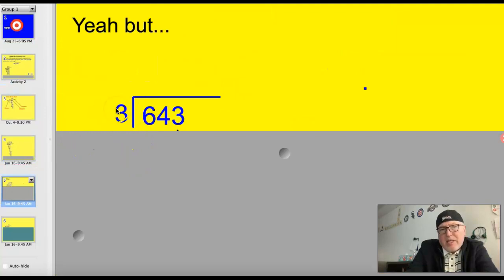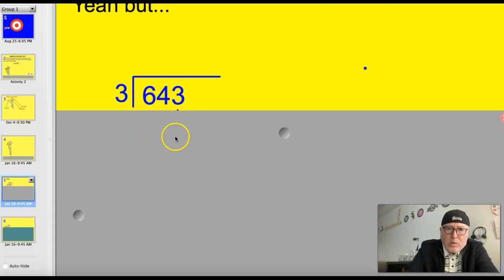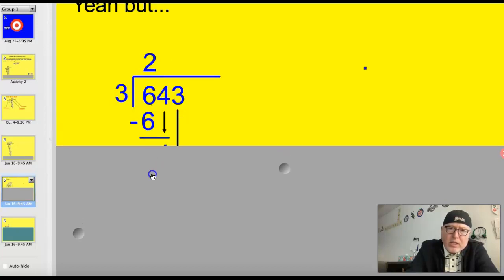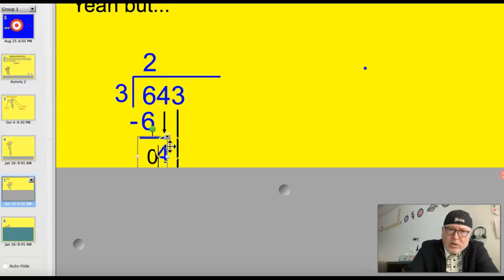Yeah, but let's look at that same problem here, and this time we're going to have a remainder, because the last time we had 642, this time we have 643. So I'll run through this one quickly. You can see what happens when you have a remainder. So does 3 fit into the 6? Yes, it does. It goes in there 2 times. There's the 6. We subtract it out. We have 0.